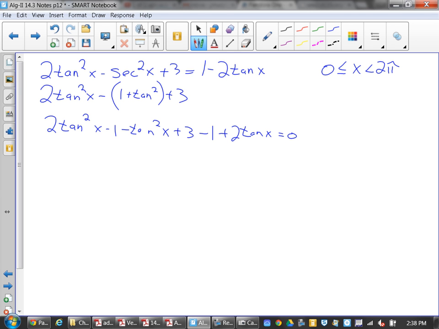2 tangent squared minus tangent squared is how much tangent squared? Not enough tangents. I have plus 2 tangent here. -1 plus 3 minus 1 is? A number. What times what is 1, you add together to get 2? One. It's one of those.